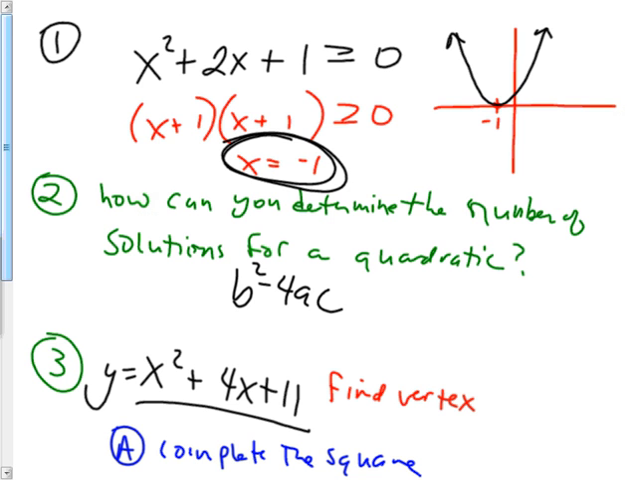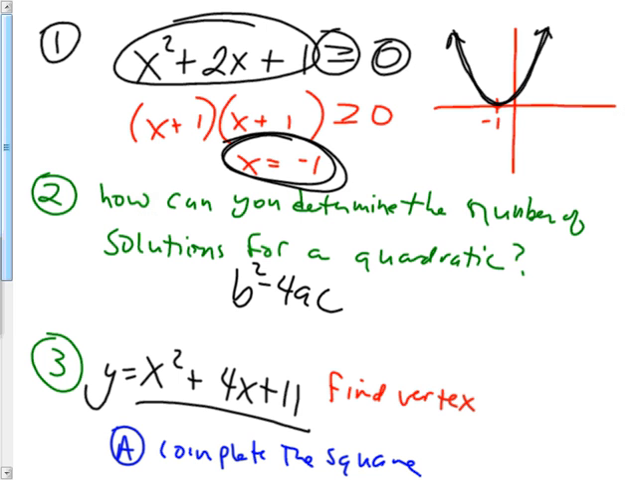And then you say to yourself, where is that black parabola right here bigger than 0? Well, it's bigger than 0 or equal to 0 everywhere. It works in here, it works there, and it works in here. So it's all real numbers. -infinity to +infinity.